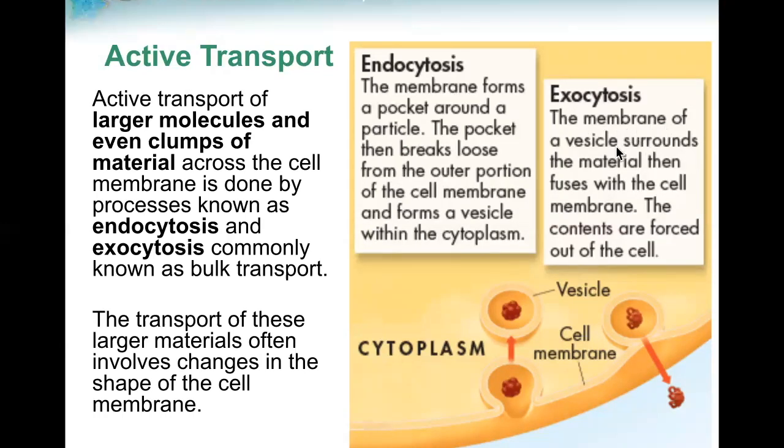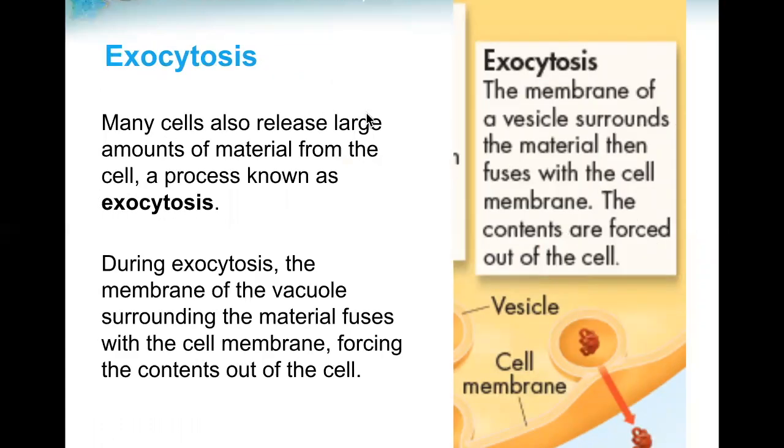In exocytosis, the membrane of the vesicle surrounds the material, then fuses with the cell membrane. The contents are forced out of the cell when it opens. So this vesicle is joining against the wall, and then it opens up here and the contents are pushed out. Many cells also release large amounts of material from the cell, a process known as exocytosis, as we talked about. During exocytosis, the membrane of the vesicle or the vacuole surrounding the material fuses with the cell membrane, forcing the contents out of the cell.